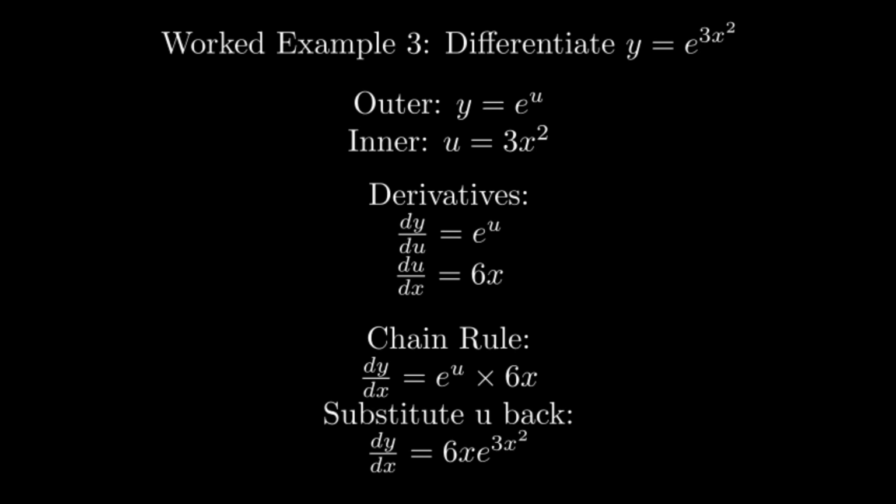As you can see, the process is always the same. Identify the inner and outer functions, differentiate both, multiply, and substitute back. With practice, you'll be able to do this in one step. We've seen how to handle sums, differences, and now composite functions. But what if we need to differentiate a product of two functions? For that, we need the product rule.